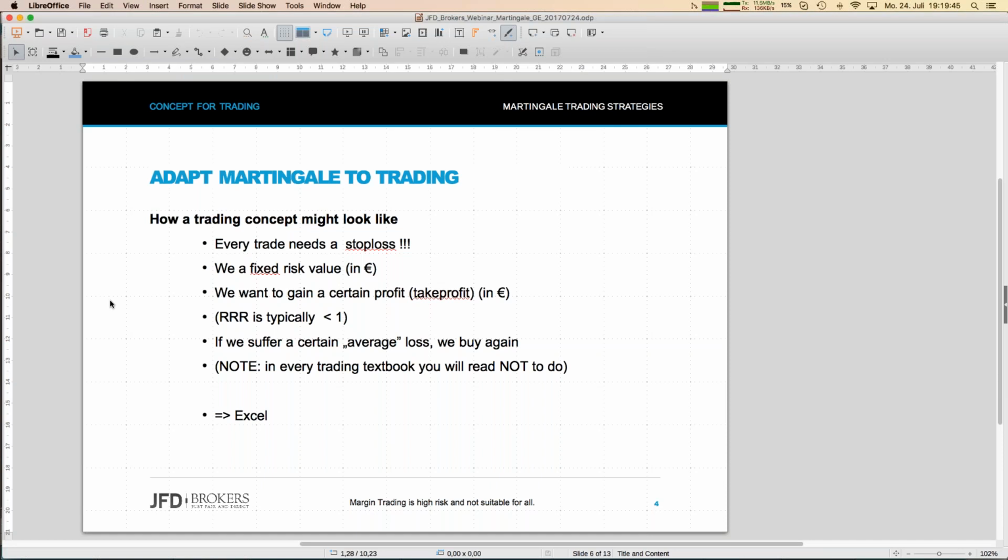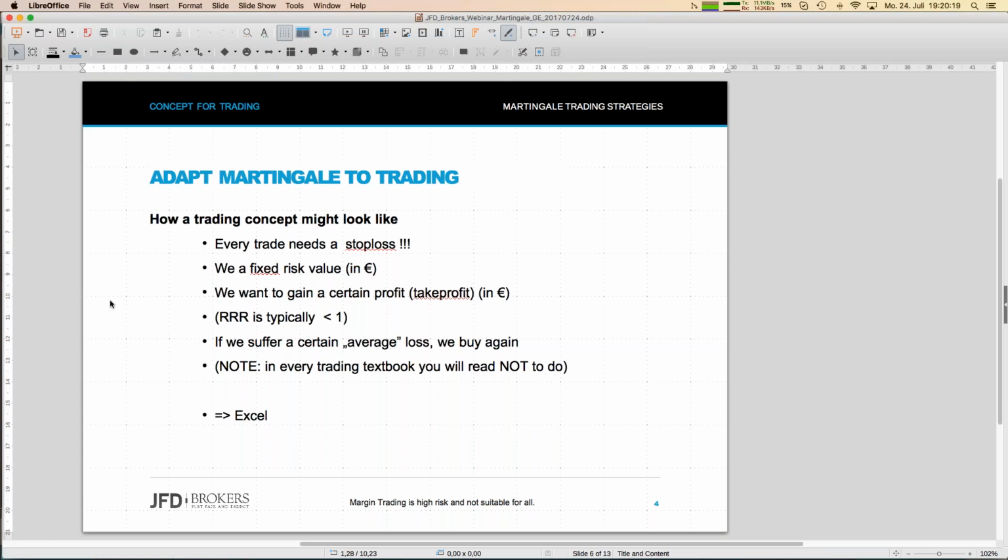then we build up something like a pyramid, but on the other side. Let's see. You will understand perfectly, I think. So we know from trading we need a fixed risk value. Let's assume we just put it in euros. And what we want here is to gain a certain profit. That's from trading as well. We know take profits are good. So let's think with every trade we want to earn a certain amount of money.